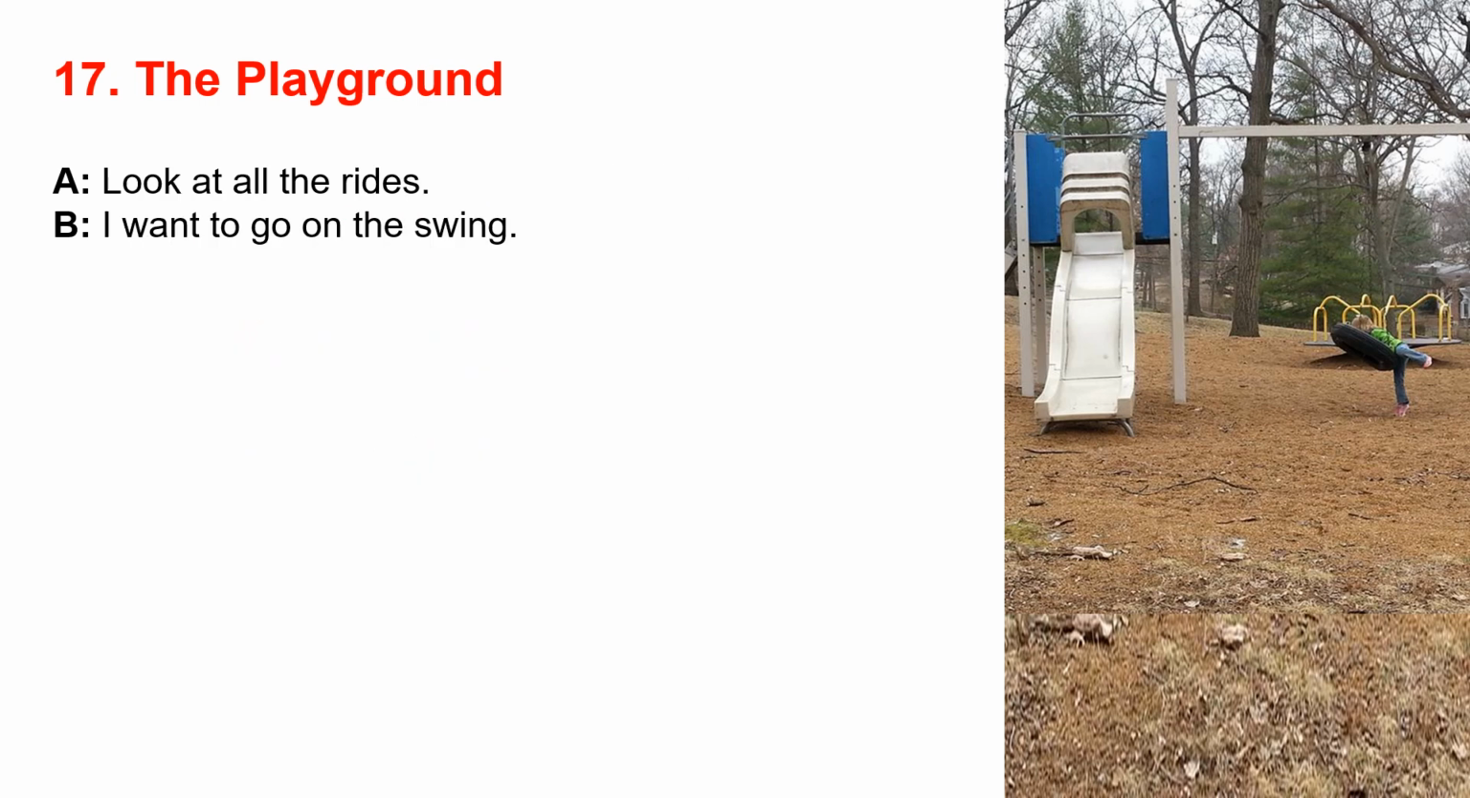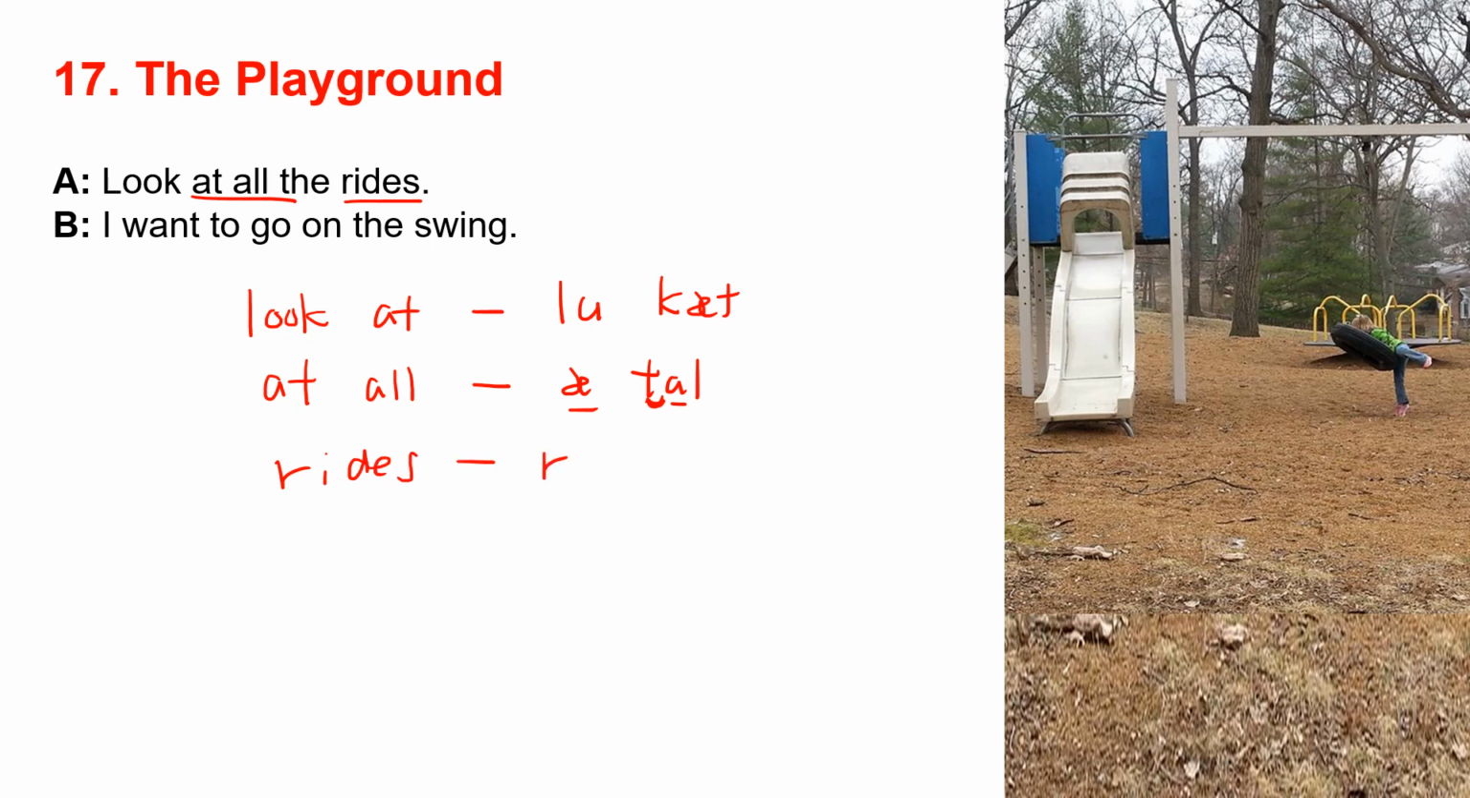I want to go on the swing. Look at can sound like look at. Look at all the, and then at all. At all will be at all. It's a vowel, another vowel, so T flaps, at all. Look at all the rides. This one, R-I-D-E-S, sounds like rise. Look at all the rides.